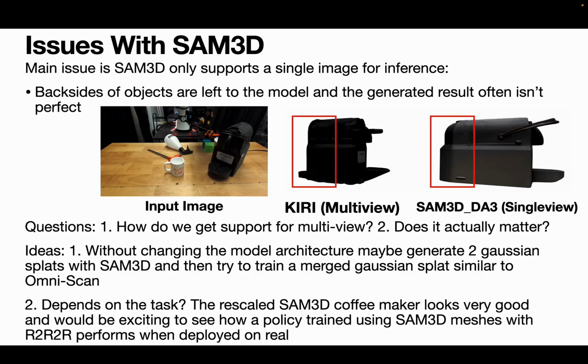And so some issues I had with SAM3D: the main issue is that it only supports a single image for inference. So even if we had multiple images of an object, we couldn't give multiple to SAM3D. The end result of this is, right, the input image we gave was shown here of the coffee maker, and we don't really see the backside at all. With Curie, since it's multi-view, we know that the actual backside of the coffee maker goes straight down and there's a little thing at the end. However, for SAM3D, what it does is just sort of round this off, which is a fair assumption to make, but isn't actually what the object is.